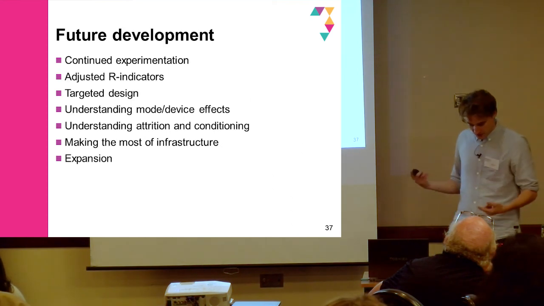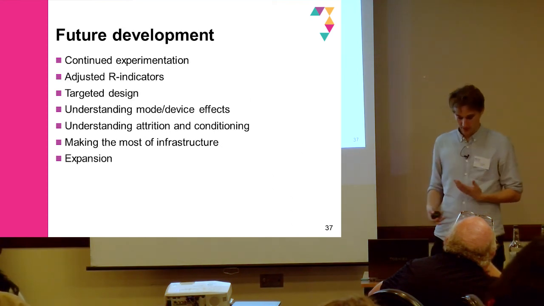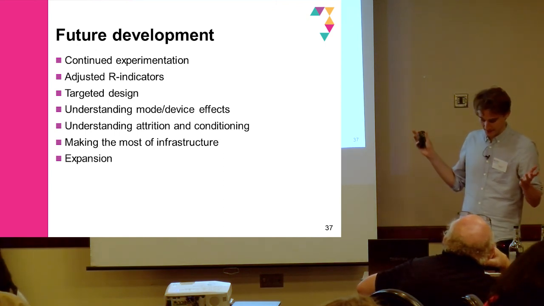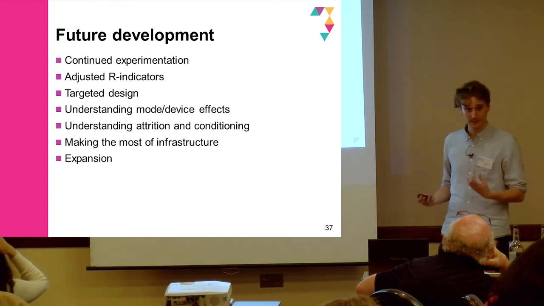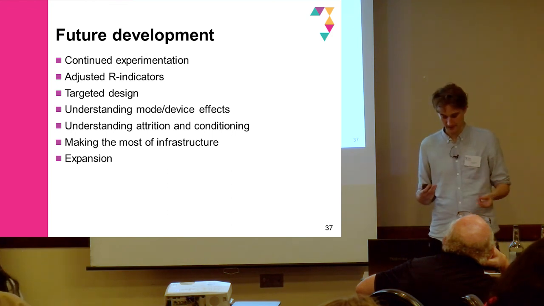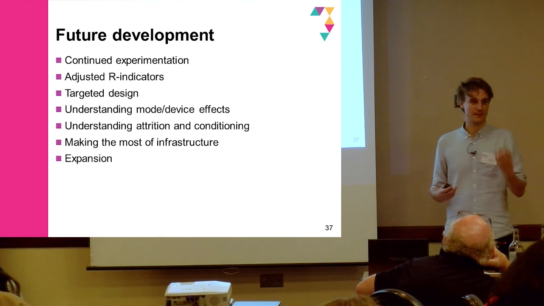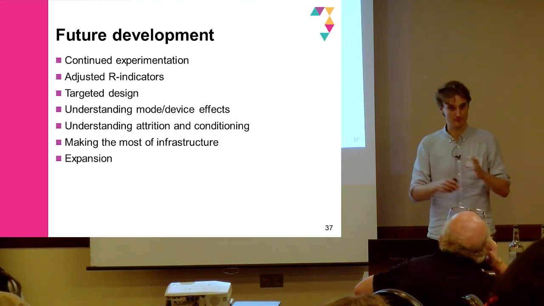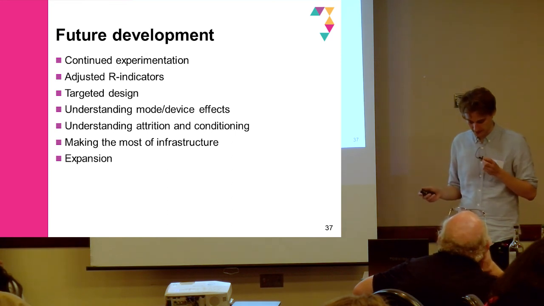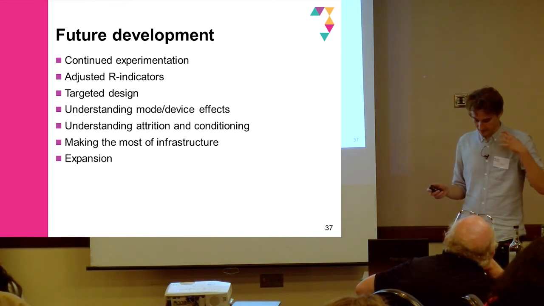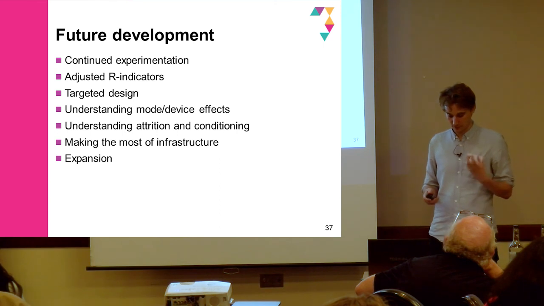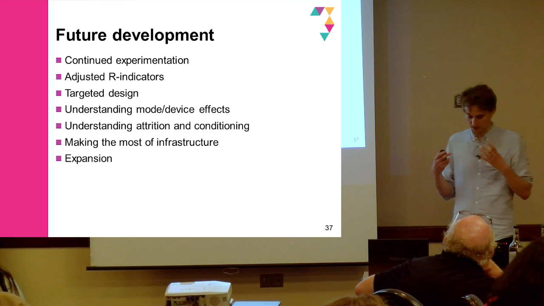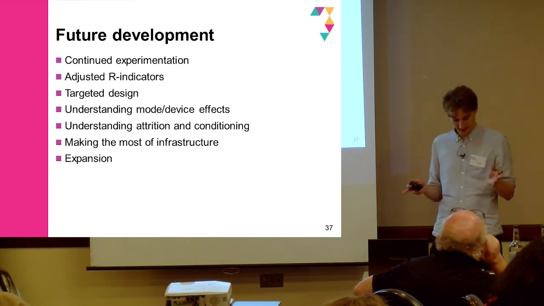In terms of the future, we clearly want to continue with the experimental work we're doing, and when I get the time, write it all up. It's been a really great opportunity for us as a research organisation to develop our methodological understanding and apply a whole range of different experiments and tests that we can then spread out across our other projects. A big part of that experimental work will be finalising the adjusted R indicators to help us thoroughly evaluate the work that we've done and guide where we want to go next.